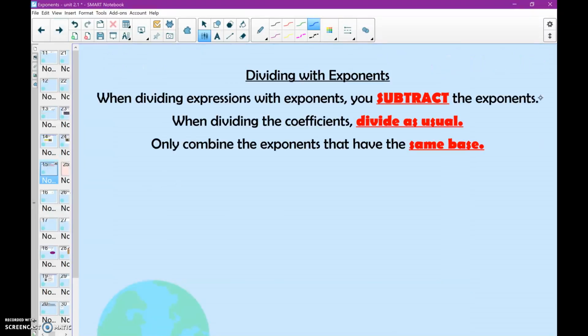Alright, so here's the second section of our notes, dividing with exponents. When we divide, we're actually going to be subtracting the exponents. We still divide the coefficients like normal, and you can only combine things with the same base. So pretty much like what we did before, just this time we're dividing instead of multiplying. So pause there, copy those down, and then we'll move along to the next one.